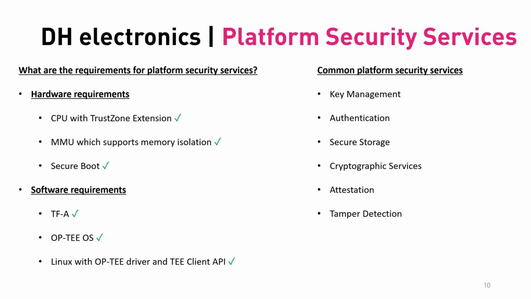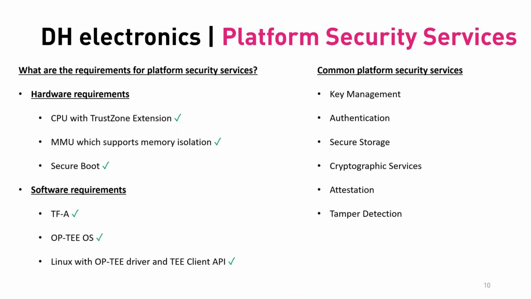Yeah, so the next requirements are software parts. The main requirement is the trusted boot chain, and the trusted boot chain consists of TF-A, the Trusted Firmware for Cortex-A ARM CPUs, then OP-TEE itself. This is the Open Portable TEE OS, and finally Linux with support for OP-TEE and the TEE client API.